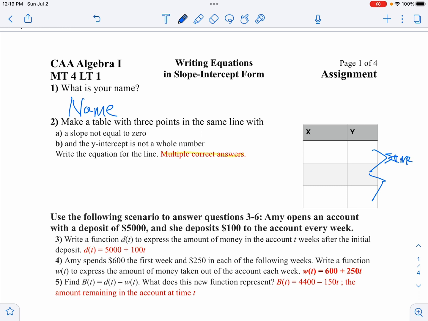On number 3, our y-intercept is 500, because that's what we're starting with, and we can say she's going to deposit $100. So I would say 500 plus 100t, or 5,000, I'm sorry. You could have that backwards because that's usually how we write it. So you could say 100t plus 5,000.